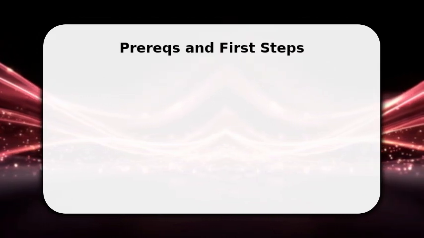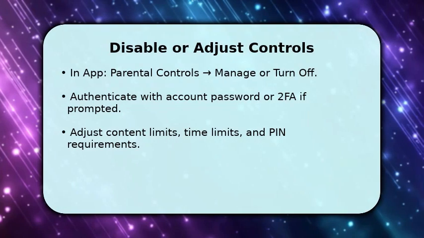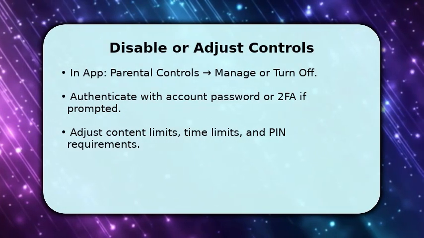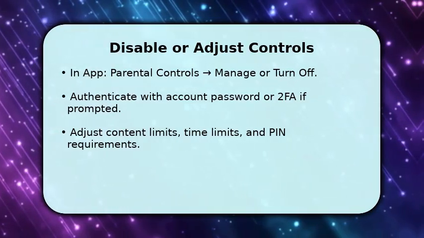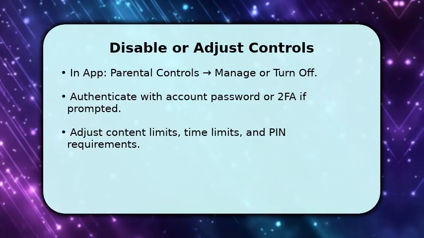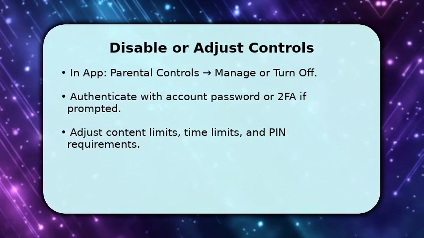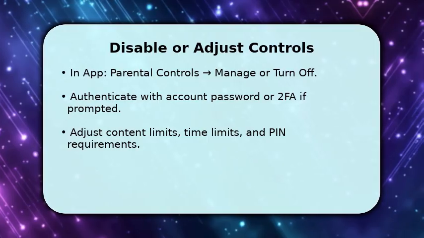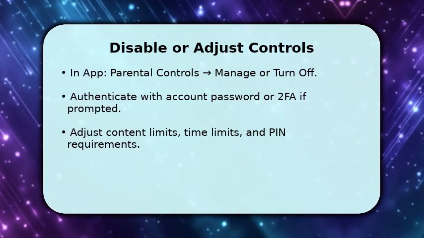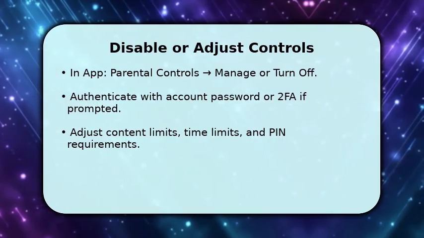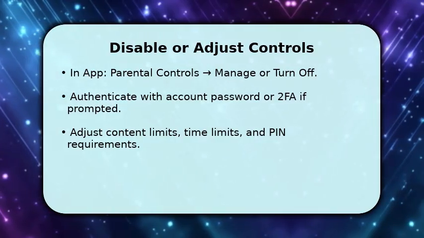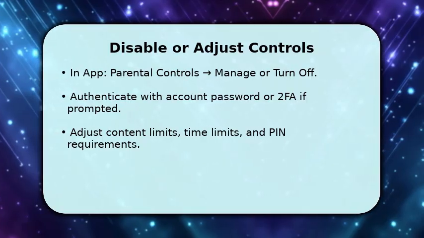Next, find parental controls in the device settings and select Manage Controls. You'll see options to disable or modify them. Authenticate using the account password or two-factor code if the app asks, because changes require owner verification for security. Then toggle off the restrictions you want removed, content filters, time limits, and the parental PIN, or adjust them to less strict levels. Make sure to save changes. The app will sync to the headset.